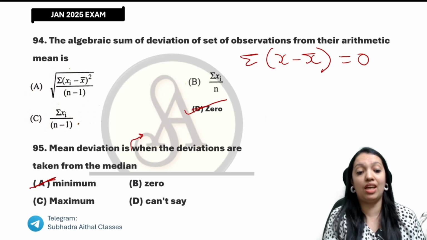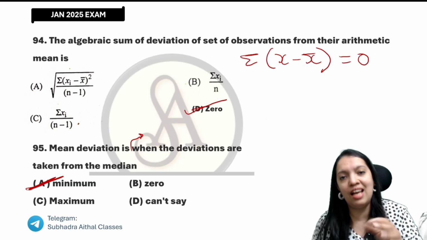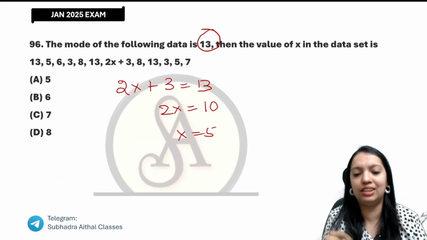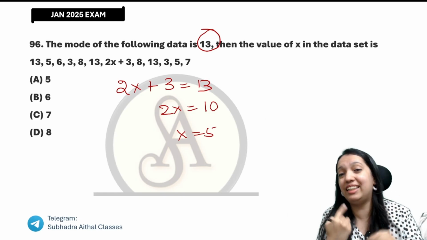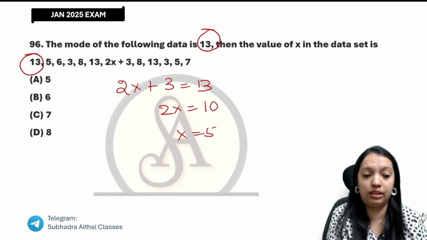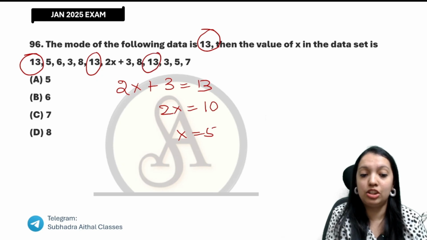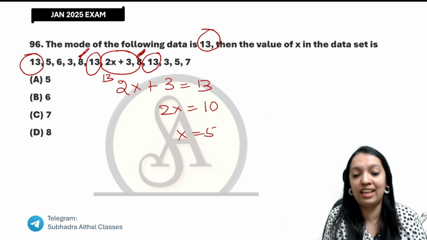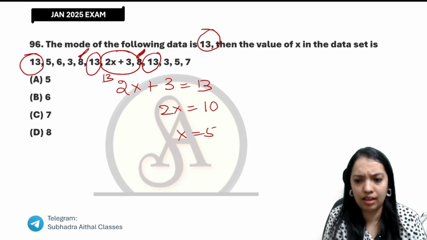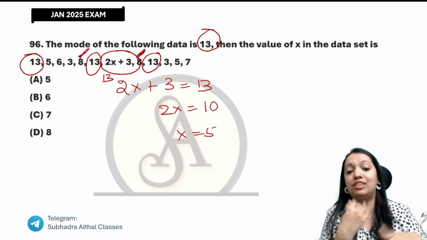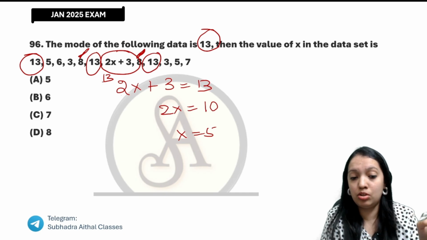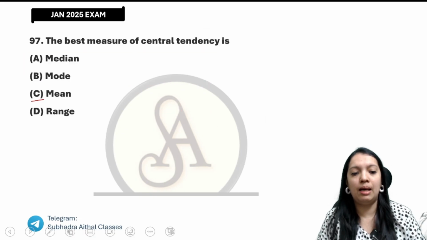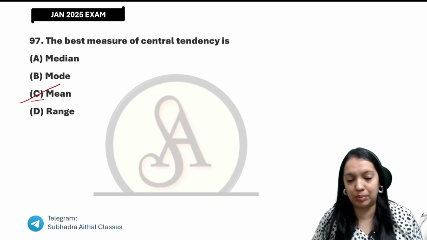Next, mean deviation is minimum when it is taken from median. This is the minimal property of median. Next, mode of the observation is 13. What do you mean by mode? The highest repeated observation. 13, 13, 13. So even this has to become 13. Otherwise, you can observe that 8, 8, 8 are repeating for the same number of times. So for it to repeat more times, 2x plus 3 is equal to 13. X value will become 5. Next, best measure of central tendency is arithmetic mean.